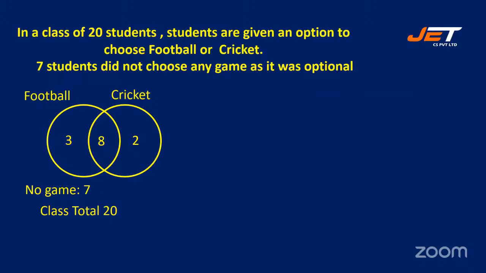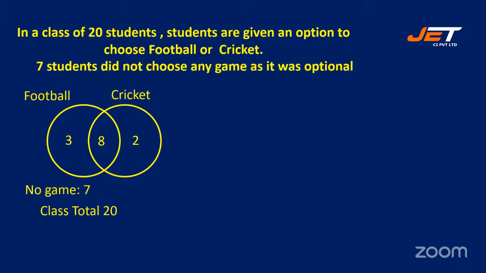Right. Now, in a class of 20 students, students are given an option to choose football or cricket. 7 students did not choose any game as it was optional. So please understand the question. In a class of 20 students, students are given an option to choose football or cricket. So they can choose either football or cricket. 7 students did not choose any game as it was optional.